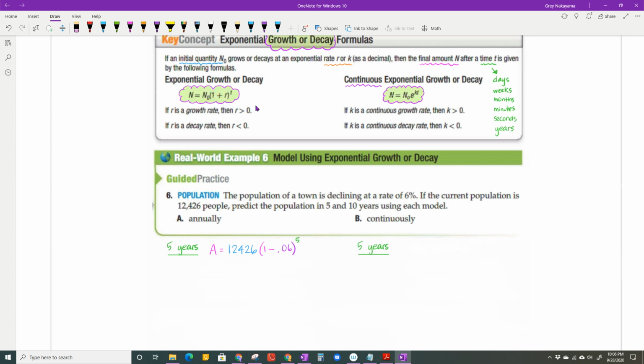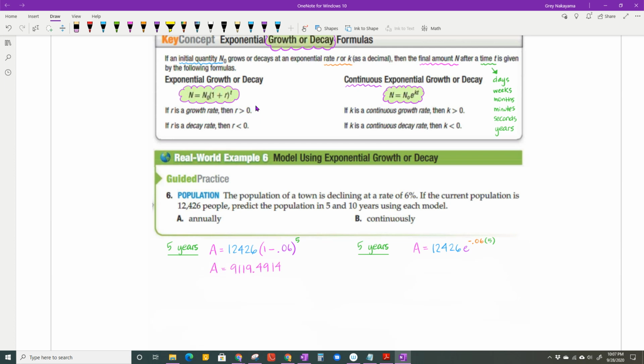How is that going to be different? If it's continuous, I used A again instead of N, my bad. I still have the same initial people, but this time I have E. And because I am declining, I'm going to have a negative 0.06, and my time is still 5.